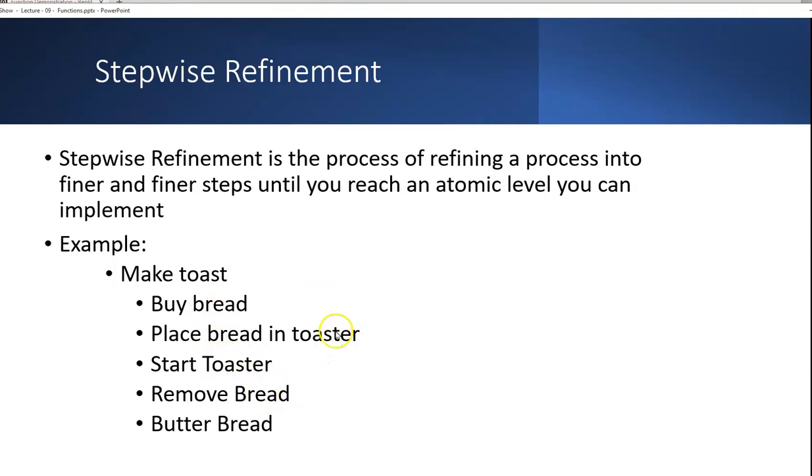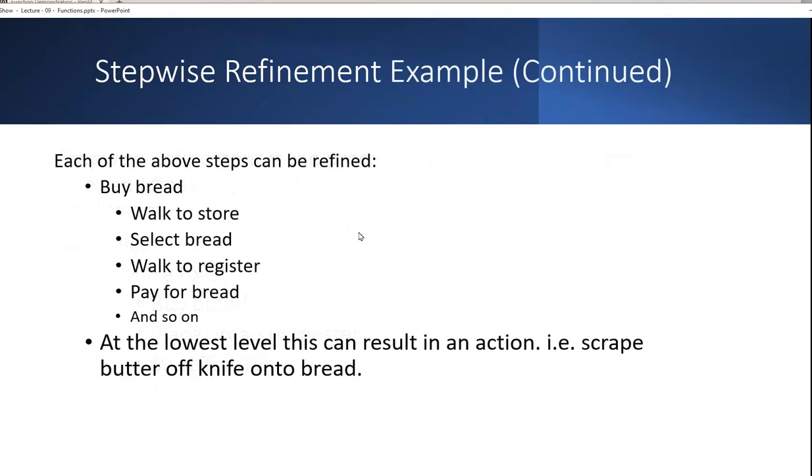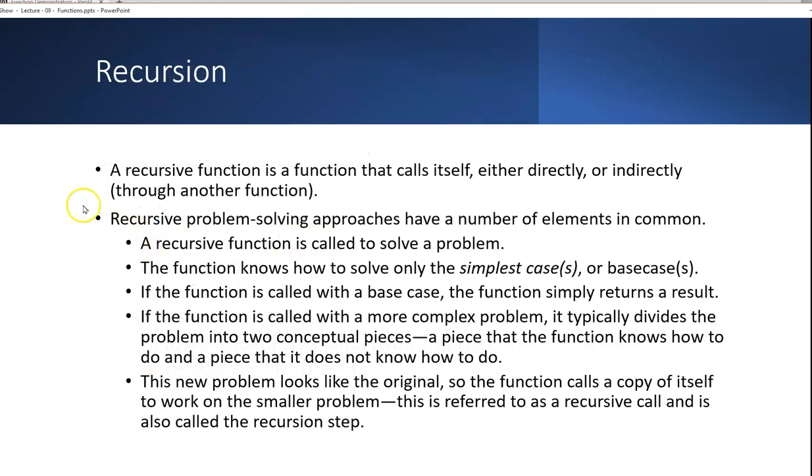Now you can keep going further down. To buy bread, you have to leave the house, walk to the store, etc. But you only need to go down as far as you need to actually implement it. So this can result in actions like scrape butter off knife onto bread and so on. And that's one way to think about creating a program. We'll come to another later.